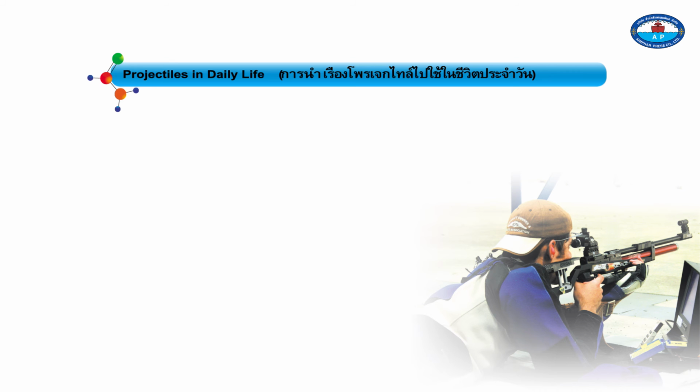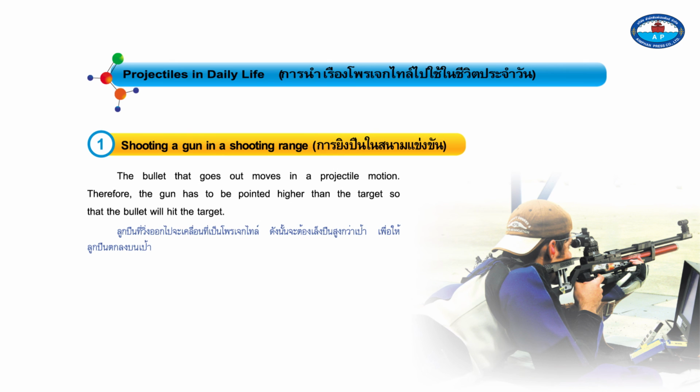Projectiles in daily life. 1. Shooting a gun in a shooting range. The bullet that goes out moves in a projectile motion. Therefore, the gun has to be pointed higher than the target so that the bullet will hit the target.